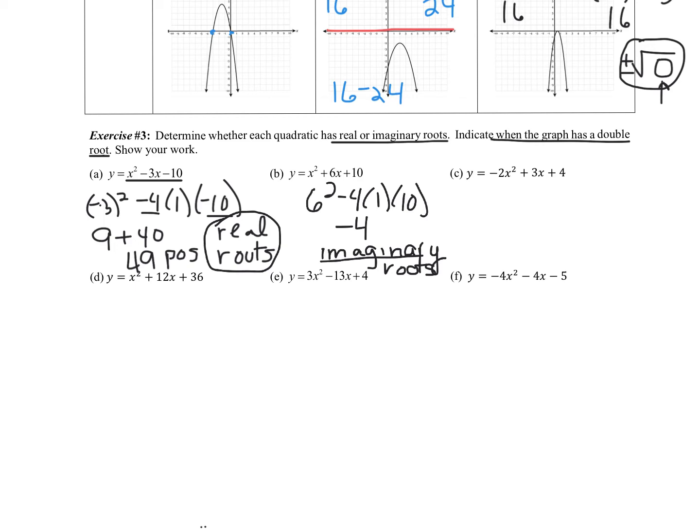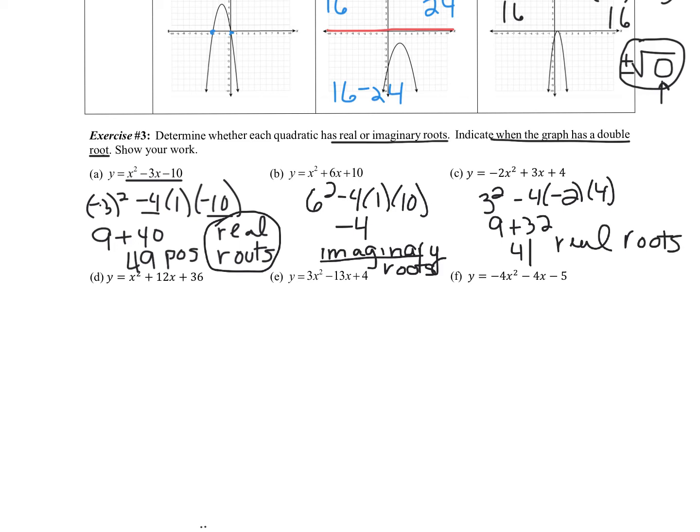My last one, 3 squared minus 4 times negative 2 times 4. You can already see that's going to be positive. So this is 9 plus 32, which is 41. So we have real roots.